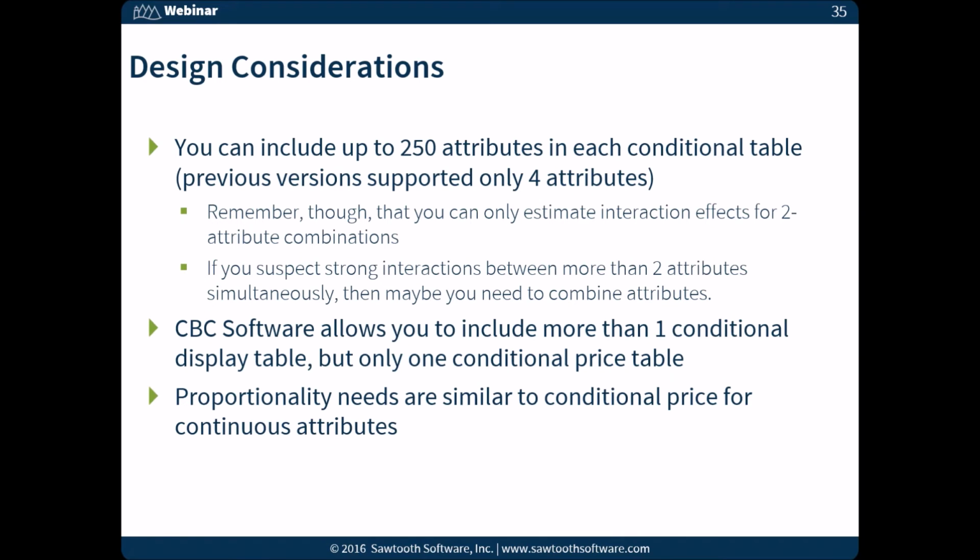While our software allows you to include only one conditional price table, you can actually include multiple conditional display tables. And if you have any display tables that have continuous attributes in them, so maybe it's miles per gallon or miles per hour in terms of speed, or time from 0 to 60 in number of seconds, you're going to want to hold to that proportionality recommendation that we make when we talk about pricing when you have continuous attributes in conditional displays.